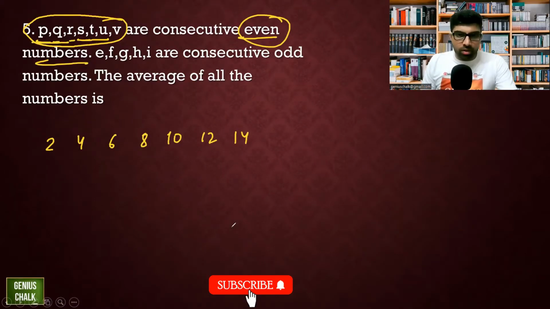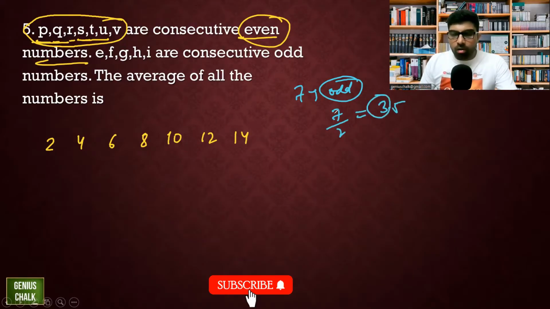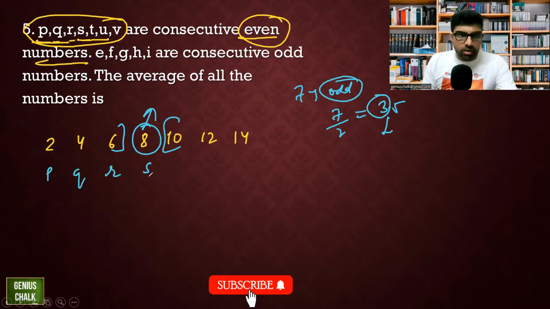Now what is the average? If the total number of things is 7, an odd number, the average will be the 4th observation, because 7 by 2 is coming out to be 3.5. Whenever a decimal comes, we eliminate 3 steps here, 3 steps here. That this is my average. Now just write this in terms of P, Q, R, S, T, U, V. So what is my average coming? It is coming as S. So S has to be my average in the first case.